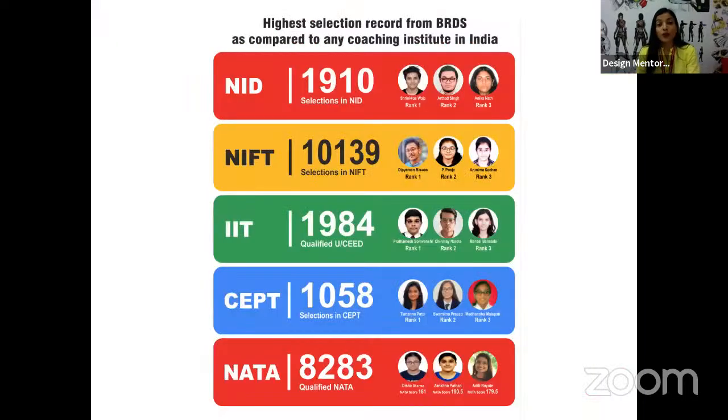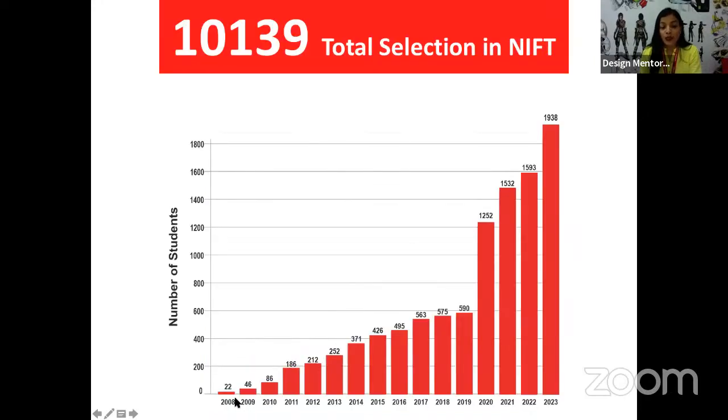So result, which is very important, is what result you will be getting. BRDS result: till now, when we talk about all the entrance exams for designing, whether it's NID, NIFT, IIT, CEPT, NATA, we have maximum selection across India. In NIFT, till now, 10,139 students have qualified. We started in 2008 with 22 students. In 2023, 1,938 students qualified, another milestone.